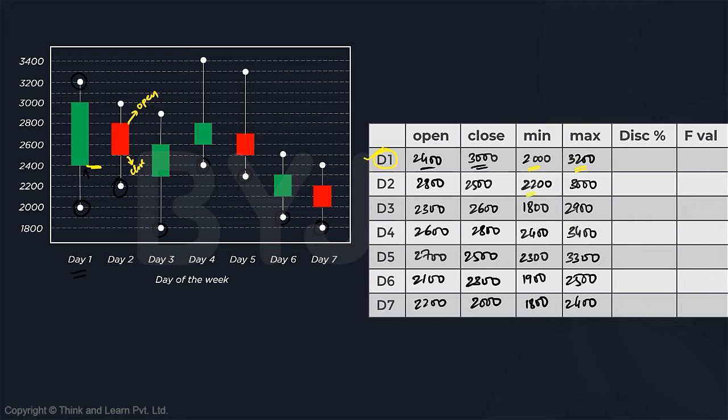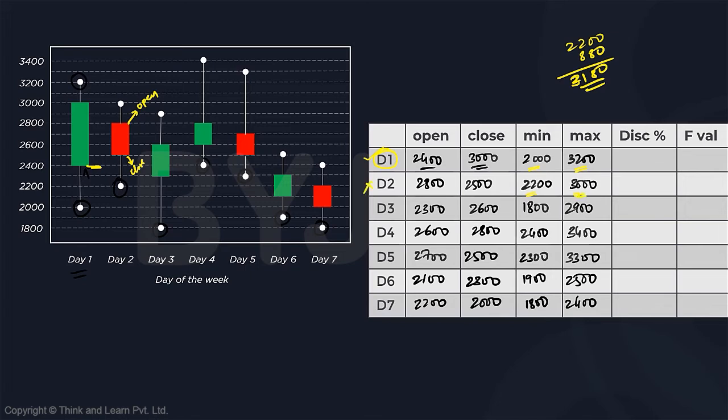Then 2200 and 3000. This will not work out because 40% of 2200 is 880. So 2200 plus 880 will give you 3080, but the ending price is 3000. So this will not be counted.